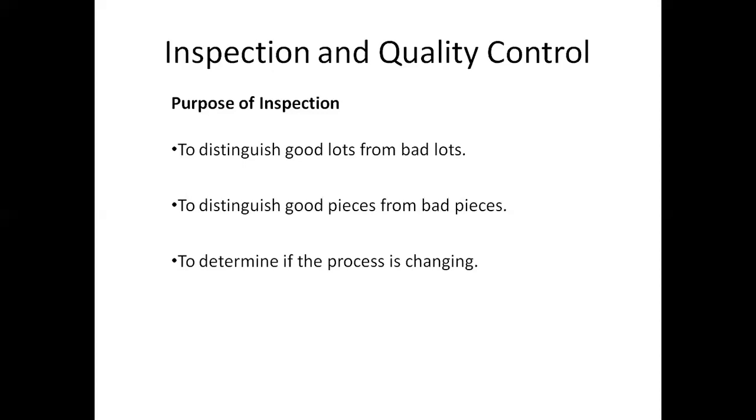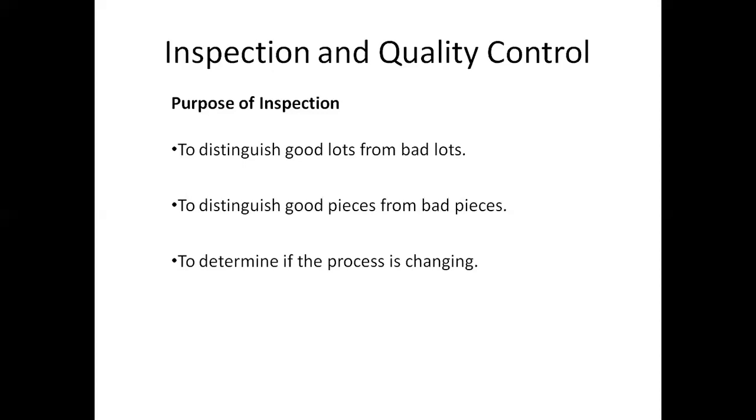Now, distinguishing bad pieces from good pieces means, if a particular lot has a total number of bad items more than the number allowed as per the quality standard, then it is a bad lot, and that whole lot is rejected. If it is below that particular number, meaning the minimum number of good items required is met, then the lot is accepted.